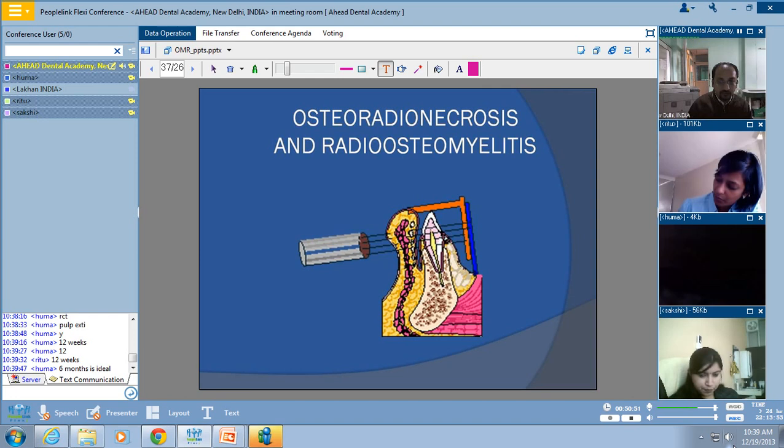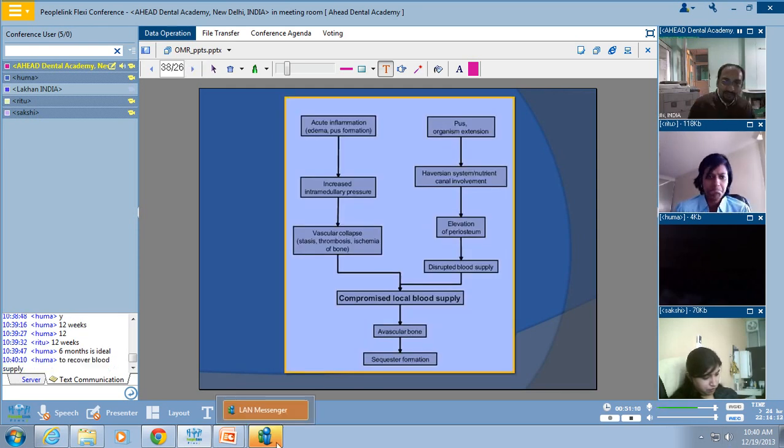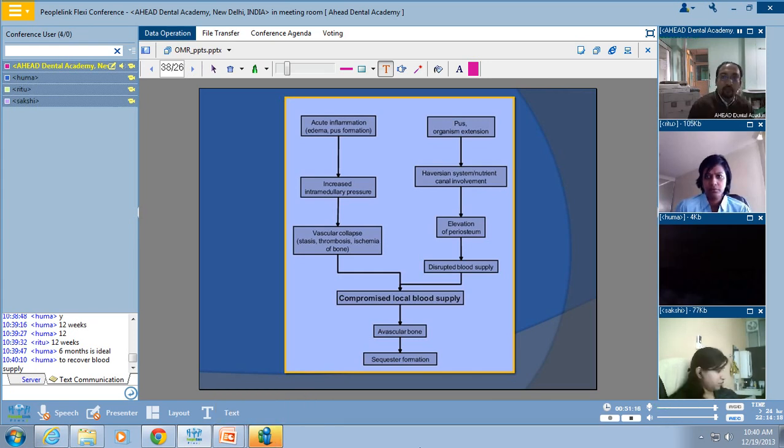Why do we want to wait for so much time? Simply because the area is hypoxic, hypovascular, and hypocellular, which leads to a massive risk of osteonecrosis. We need to wait for the blood supply to recover. What actually happens in osteonecrosis? We have acute inflammation, which leads to increased intramedullary pressure. Just go through this slide, which I've written down so that you can understand the concept of osteonecrosis.